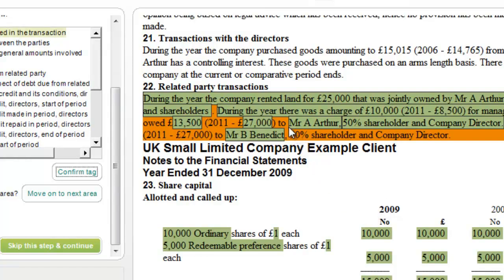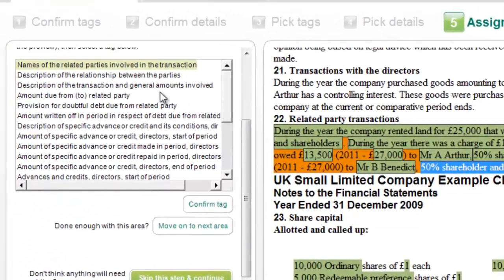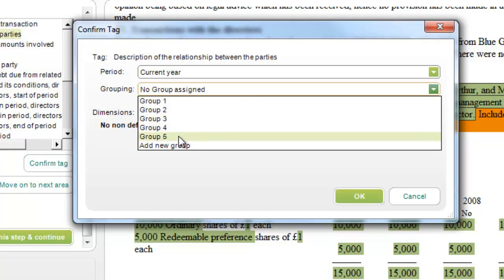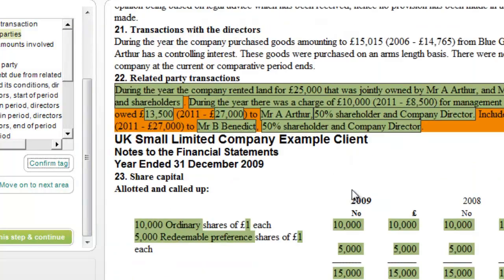Now the next element is the 50% shareholder and company director, which is the description of the relationship. So we simply highlight the tag after highlighting the text and hit confirm. Again, the software requires a group. I will assign group 5 again. As with the previous transaction, I had not used group 5 on any duplicated tag as yet. So the tag for the name of the related party and the tag for the description of the relationship between the parties can both maintain group 5.